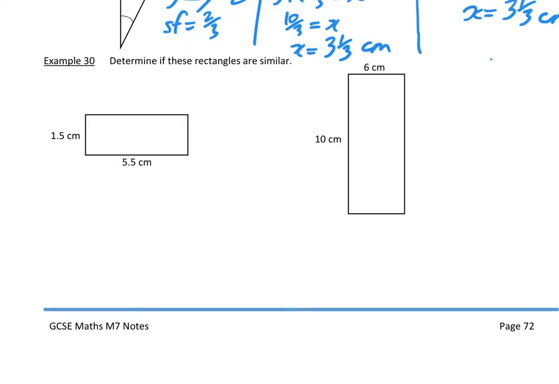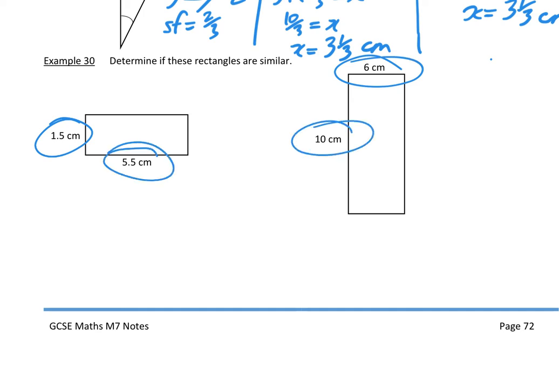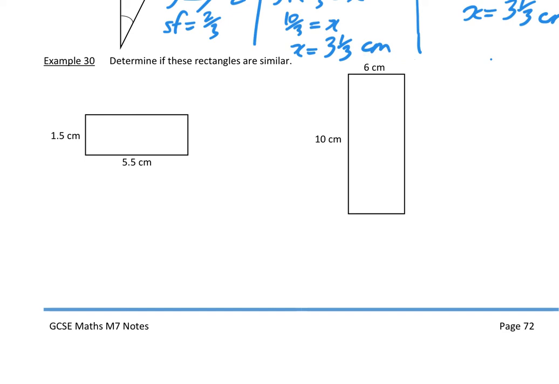This next example says determine if these rectangles are similar. So first of all, this 1.5 is the shorter of the sides on the small rectangle, so it has to go to the 6, and this 5.5 then has to go to the 10. So basically what we're going to do is see if they are in the same ratio, and if they are, then we know it's okay, it works, then they are similar rectangles.